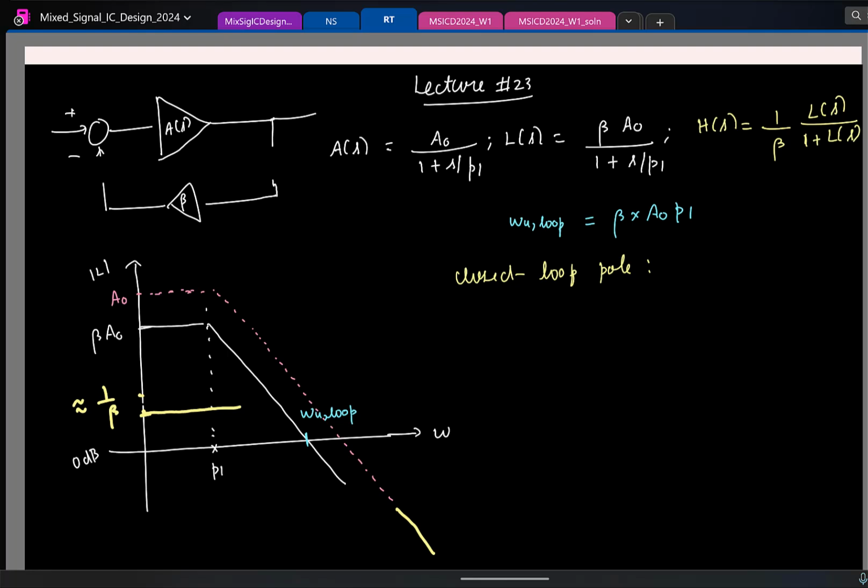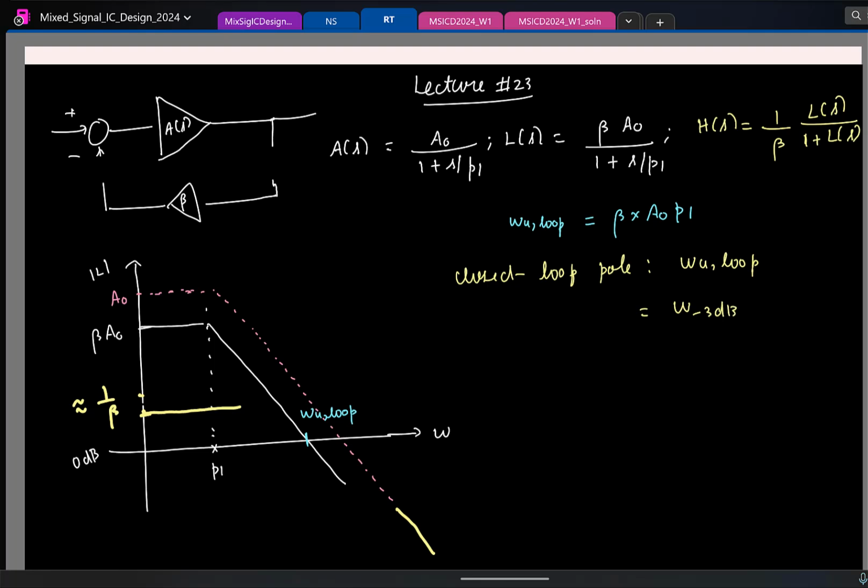Omega u loop is the same as the unity loop gain frequency. And what was the 3 dB bandwidth for the closed loop system? It is the same. For a first order system, the pole location is indeed the 3 dB bandwidth, right?